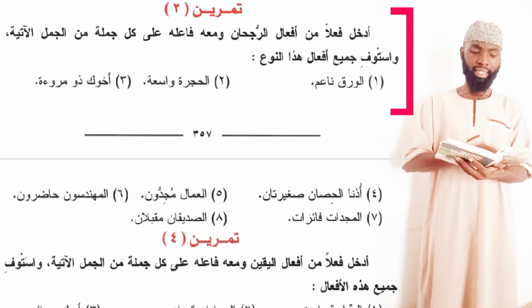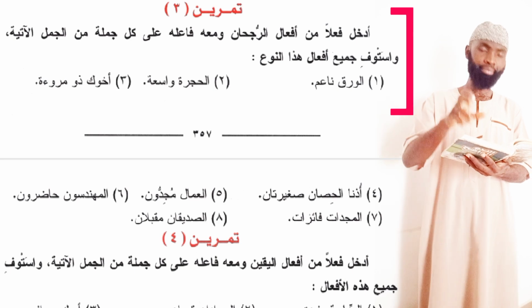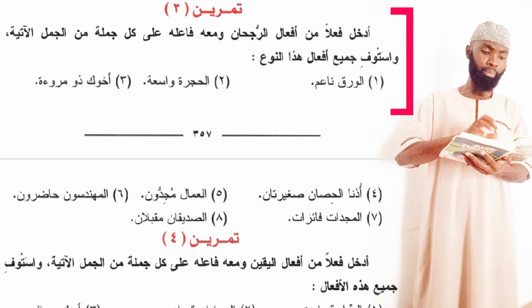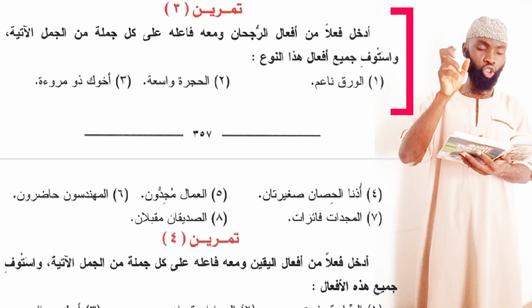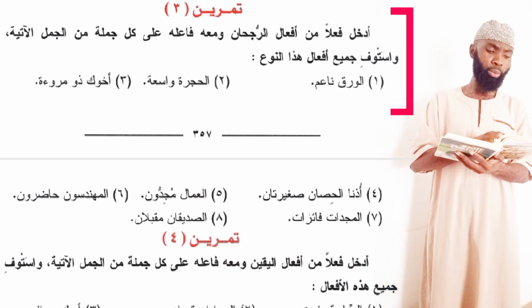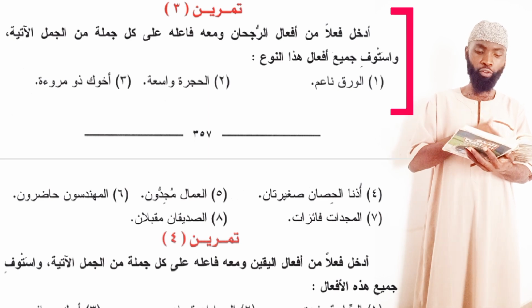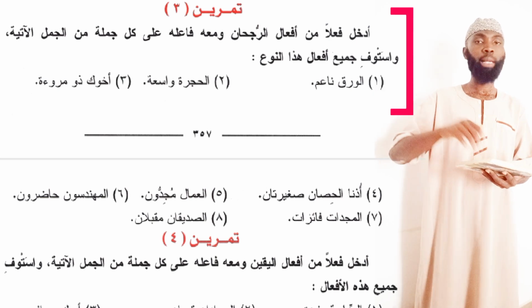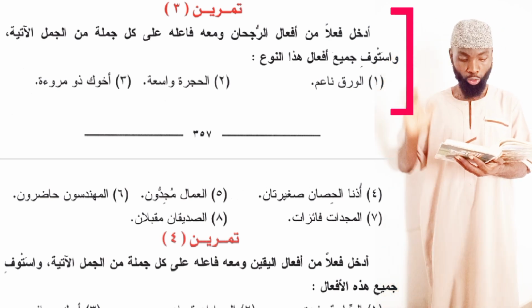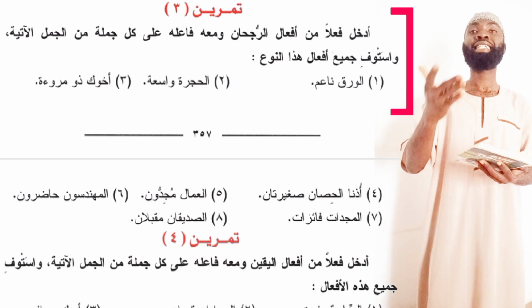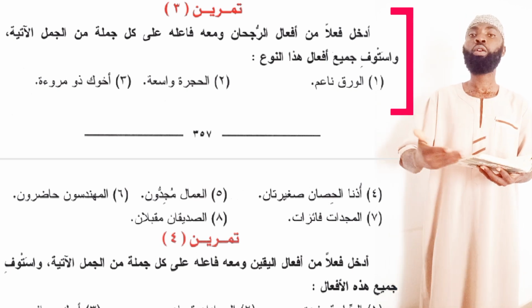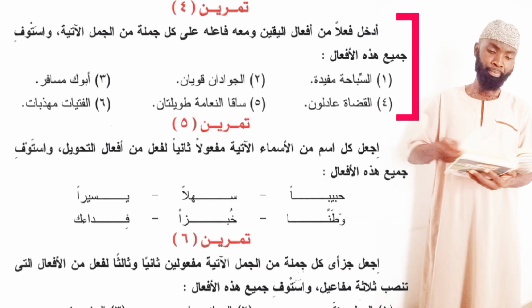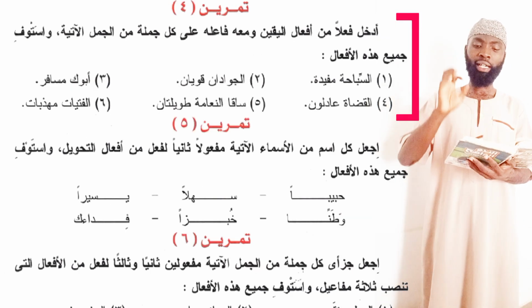Coming to exercise number three, it says أدخل فعلا من أفعال الرجحان. The verbs of rujhan which you have learned, you are to bring a verb among them وَمَعَهُ فَاعِلُهُ, with its subject, على كل جملة من الجمل الآتية, for each of the following sentences, واستوفي جميع أفعال هذا النوع, and use all of this type of verbs that we have learned in the previous lesson. You can go back there and check it. الورق ناعم. I can simply say ظننت الورق ناعما. MashaAllah.